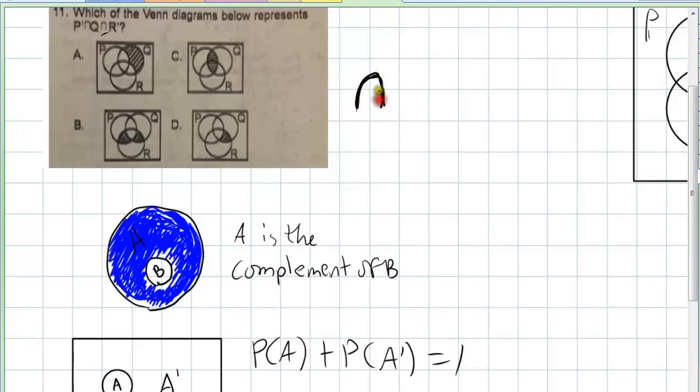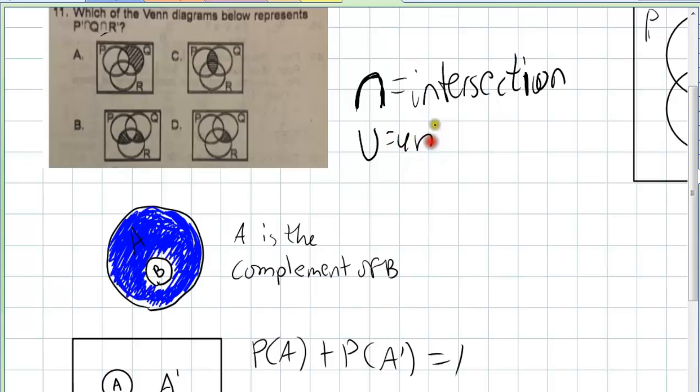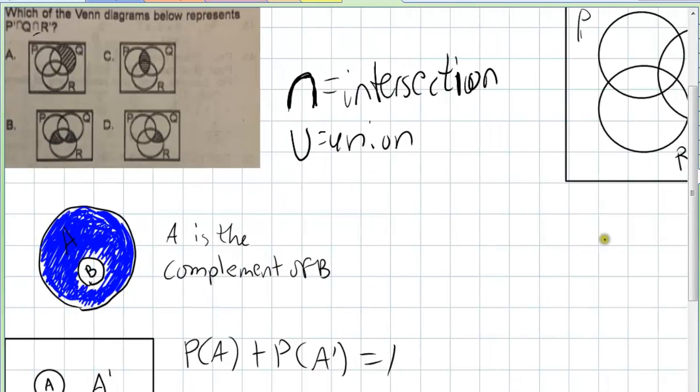I know it's not very well drawn, but this means intersection. And then this would be union. And they're different in terms of what you want to do with them. So let me explain first off the difference between these two, just so that if you ever run into them later on, you'll know what to do, okay?